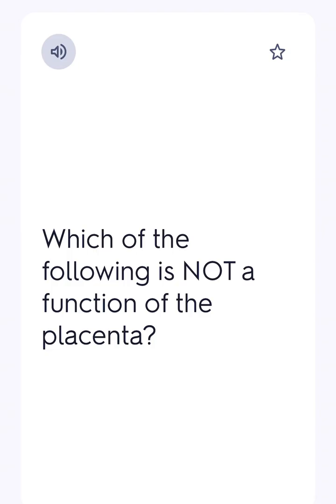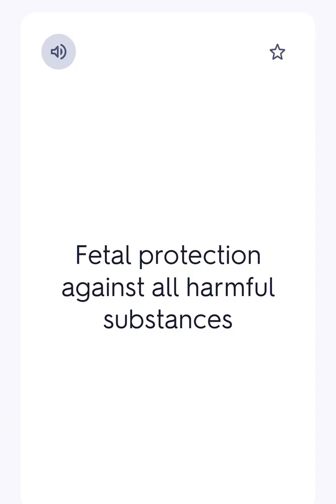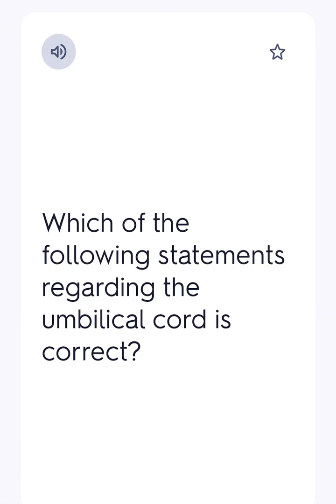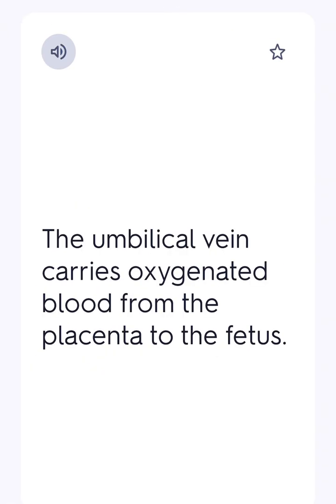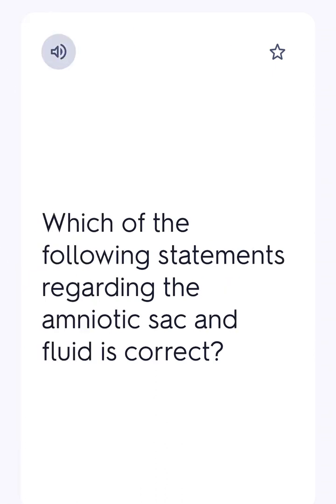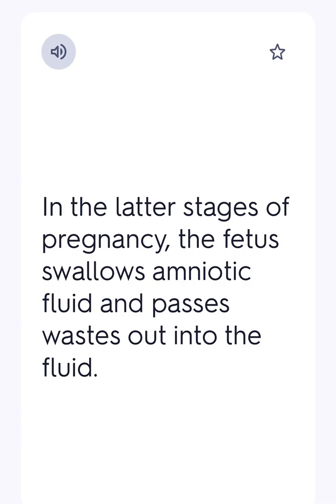Which of the following is not a function of the placenta? Fetal protection against all harmful substances. Which of the following statements regarding the umbilical cord is correct? The umbilical vein carries oxygenated blood from the placenta to the fetus. Which of the following statements regarding the amniotic sac and fluid is correct? In the latter stages of pregnancy, the fetus swallows amniotic fluid and passes wastes out into the fluid.